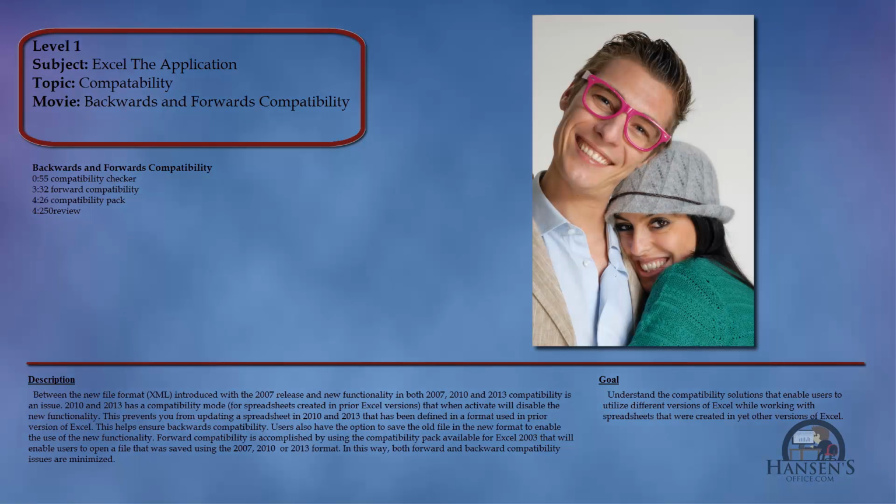So we're going to talk about compatibility. There's two major issues when it comes to compatibility. One is the basic fundamental file type may be different. For 03 and before, it's a binary file type. For 07, 10, and 13, it's an open XML type. So that's one issue. The other issue is that with each subsequent version of Excel, there's enhancements to the functionality that isn't available in prior versions. So we have a compatibility checker to check for those sorts of issues for handling backwards compatibility.